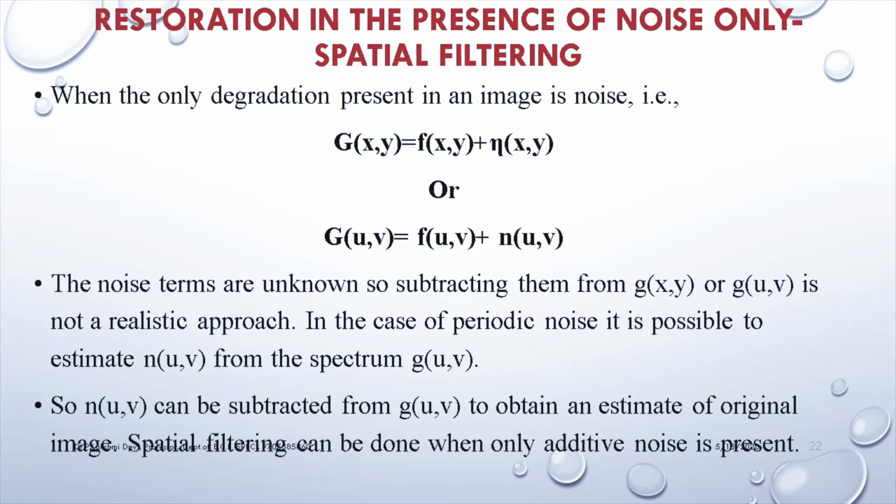For minimizing random noise, we'll use spatial domain filters. This point you should remember. For minimizing a random noise, which type of filters can we use? Spatial filters. For minimizing periodic noises, which type of filters can we use? Frequency domain filters. This is the basic difference between the spatial filters and the frequency domain filters.